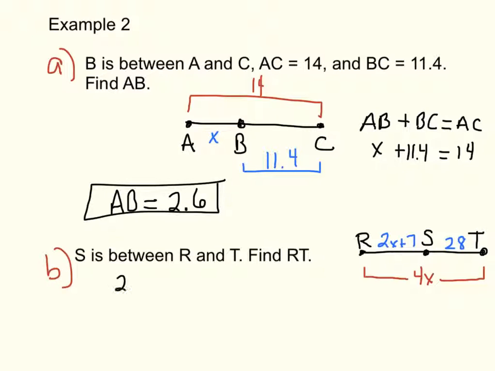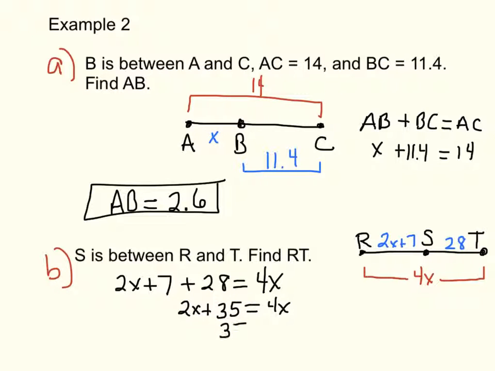I'm hoping you would write something like 2x plus 7 plus the 28 has to equal 4x. Notice that we are using, in both examples, the segment addition postulate. RS plus ST equals RT. So we can translate that and put that into an equation. And now you can simplify the equation, which you should be able to do in your head. So 2x plus 35 equals 4x. Subtract the 2x. And so if you divide by 2, you get the value of x is equal to 17.5.